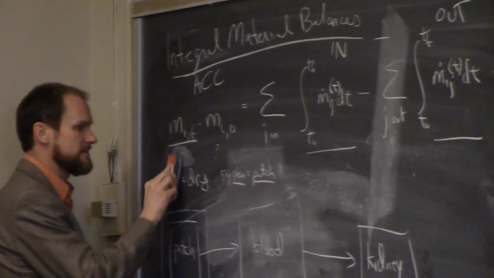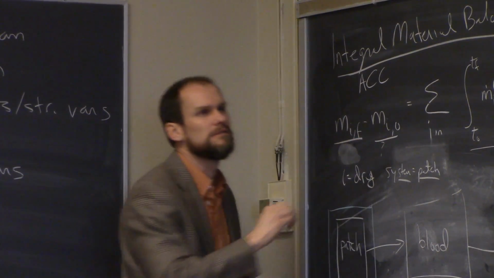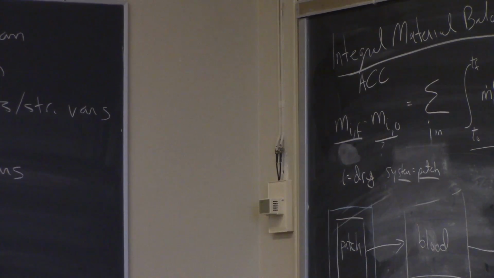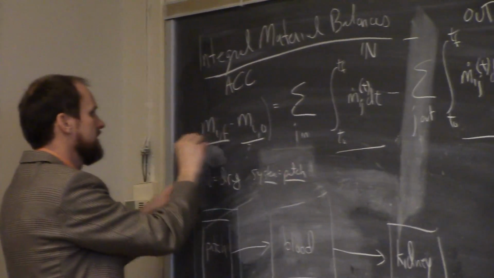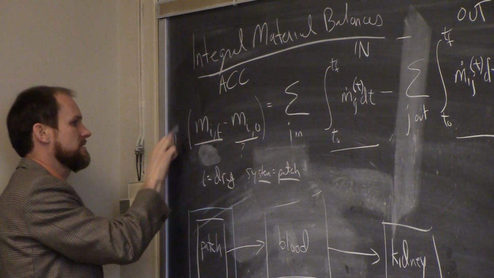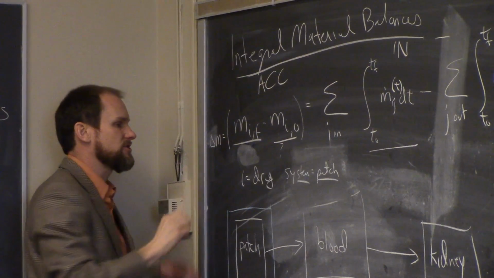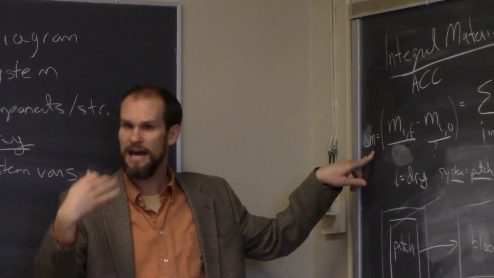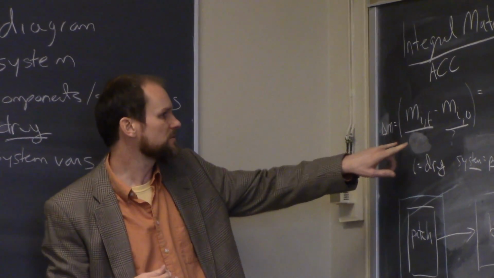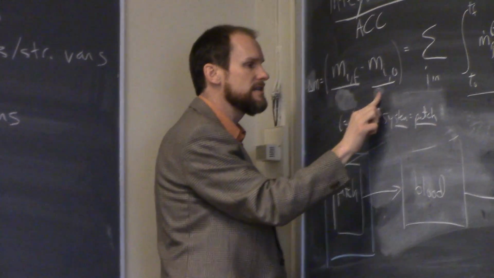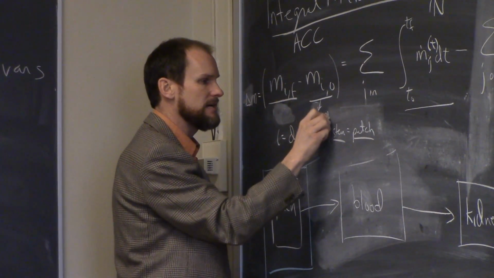So the final mass in the patch is actually kind of what we're looking for, not exactly what fraction is released. If we know how much is in there finally, we know how much is released. The change of mass in the patch, the accumulation, is going to be the opposite of what's released. The initial is 60 milligrams.